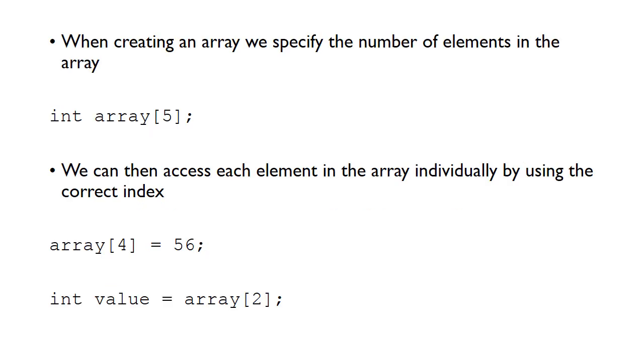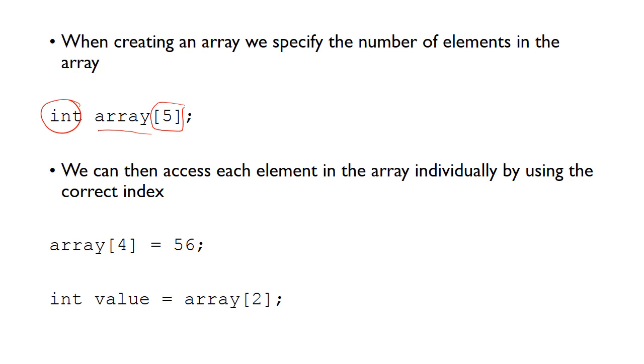When we create an array, we specify the number of elements in the array. In this example, int is a data type, so this is an array of integers. And then we use this square bracket syntax, and the size is inside. This is the name of the array, so it can be anything. Here I've created an array with the name array, 5 elements long, if you will, each of integer data type.